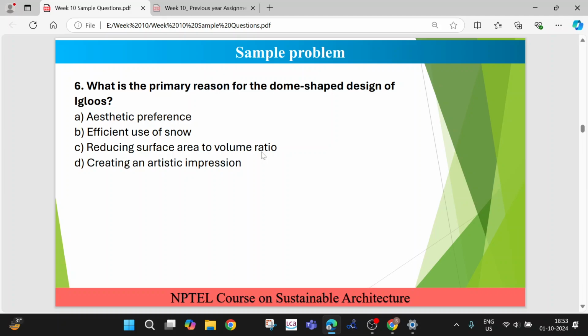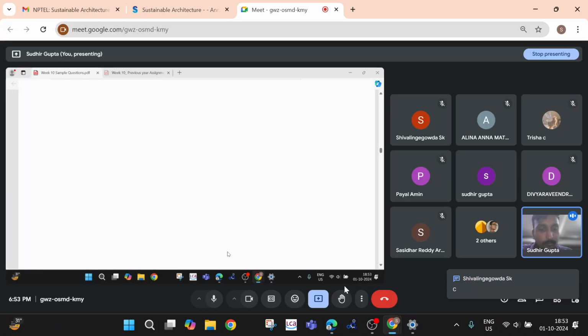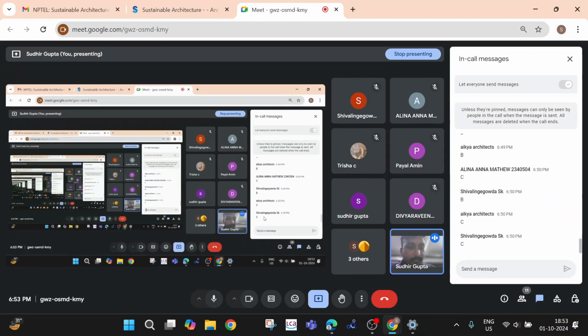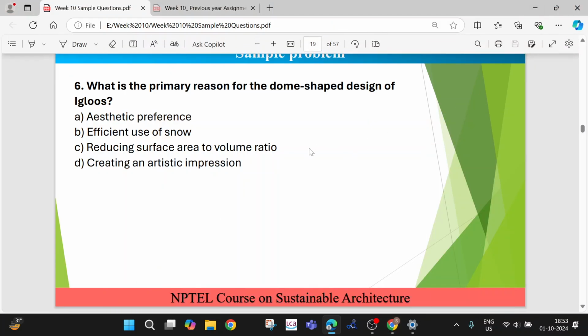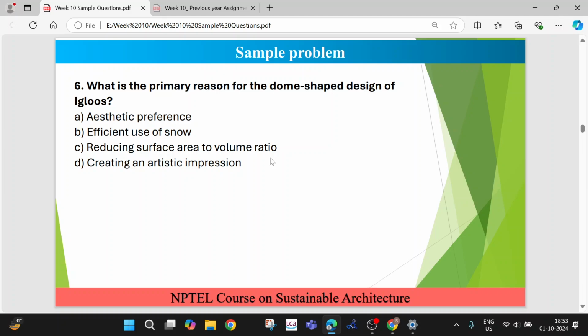In both the cases you can find that a minimum surface to volume ratio was always preferred, either in cold climate or in warmer climate conditions. In both the cases, it will reduce the heat gain or the heat loss, whichever is applicable. So I don't think any of you will answer it wrongly. C is the right answer for this one. Sivaling is saying B. The rest are saying C. I corrected it later. Okay, so now it is clear.